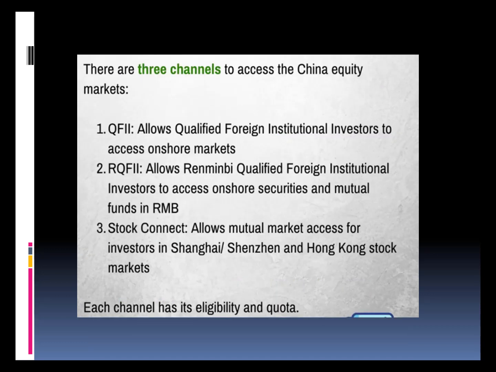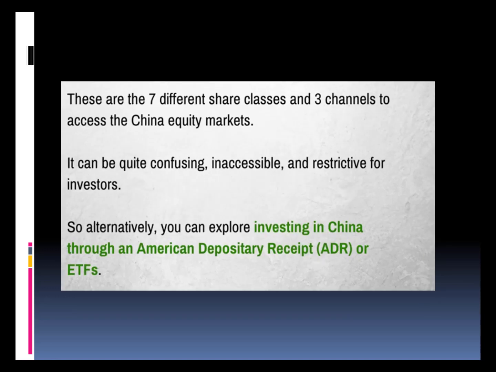There are 3 channels to access the China equity markets: QFII, RQFII, and Stock Connect. So the first one allows qualified foreign institutional investors to access onshore markets. Second one, investors access onshore securities and mutual funds in RMB. And the third one allows mutual market access for investors in Shanghai, Shenzhen, and Hong Kong stock markets. Each channel has its eligibility and quota.